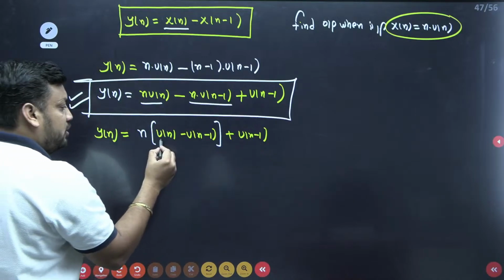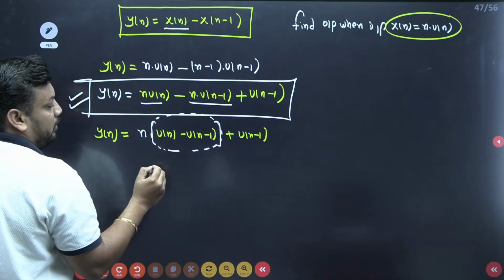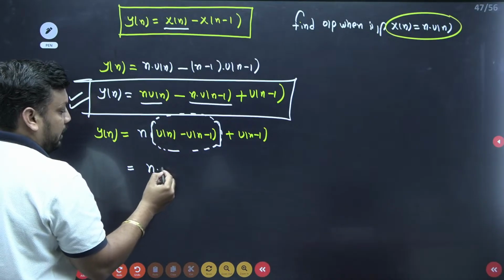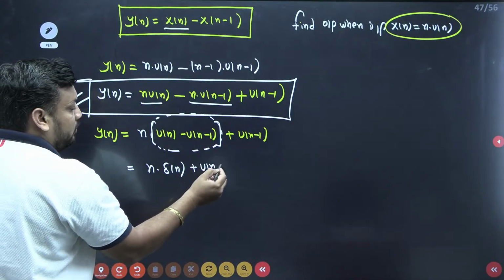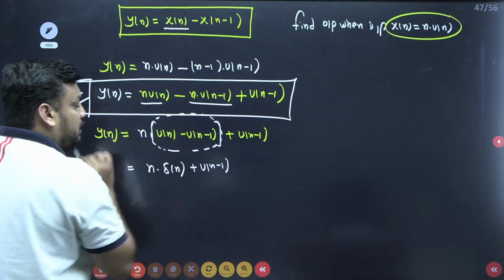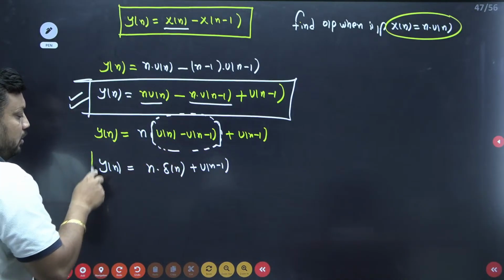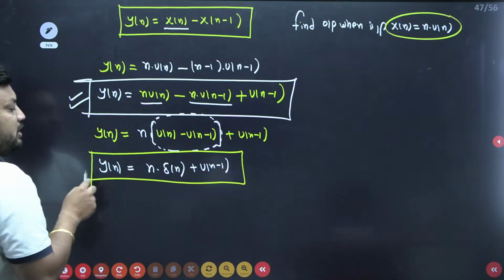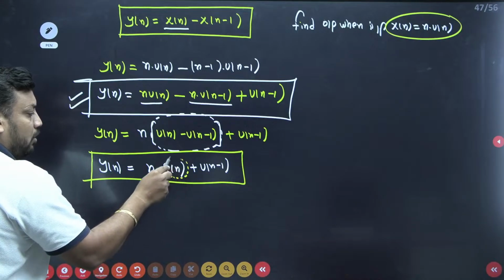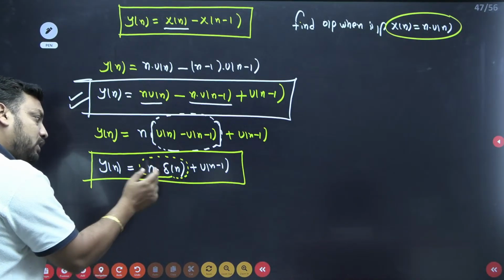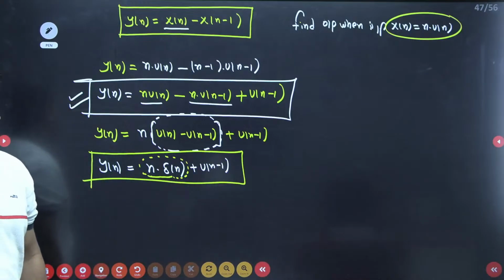And do you know what is u of n minus 1? It is nothing but del of n. So the complete expression will look like n into del of n plus u of n minus 1. Yeah. Only one step. You can easily see it is del n only. And do you know, guys, n del n is always 0. This term is always 0. So the answer is u of n minus 1 only.